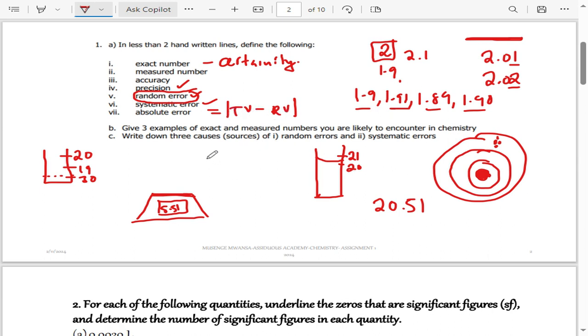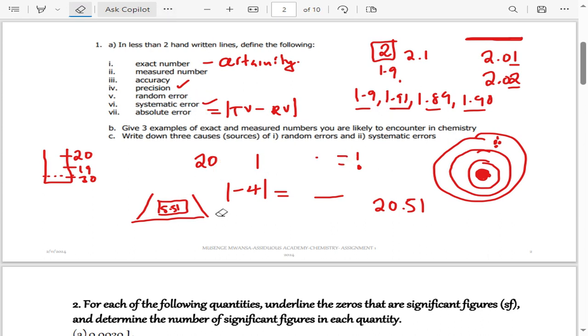So let's say the actual mass of the calculator is 20 grams, and then I record 19.6. What would be the absolute error? It's 20 minus 19.6, that would be 0.4. Even if we subtract 19.6 minus 20 to give you negative 0.4. But absolute means that the answer should always come out positive. So the absolute value of negative 0.4 is still positive 0.4. So that is it for that question 1.